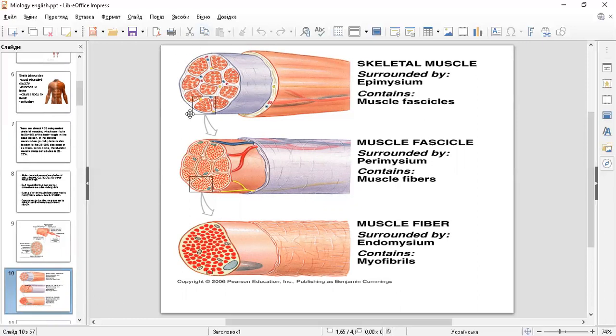Skeletal muscles surrounded by epimysium contain muscle fasciculi. Muscle fasciculi surrounded by perimysium contain muscle fibers. Muscle fibers surrounded by endomysium contain myofibrils.